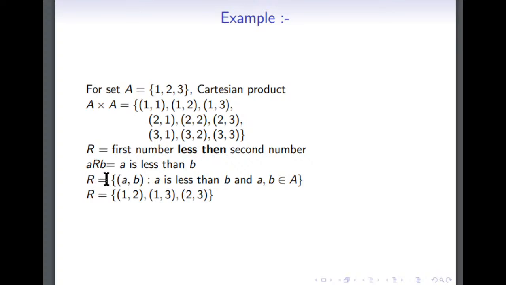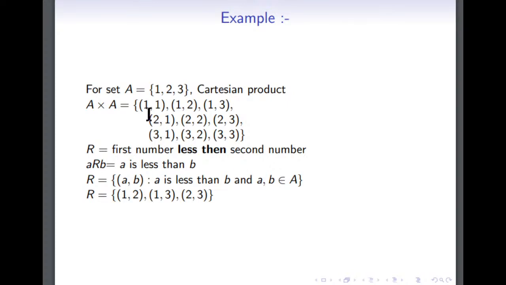There is another form of writing a relation. R equals a set that includes those elements in terms of pairs A comma B. All pairs A comma B will come in this relation such that, I am starting to give conditions. What is my condition? A is less than B. A pair A comma B will be in this relation if A is less than B and A comma B belongs to A cross A.